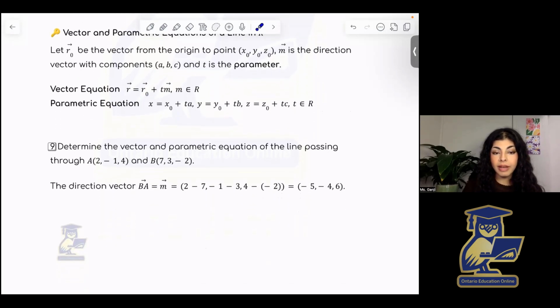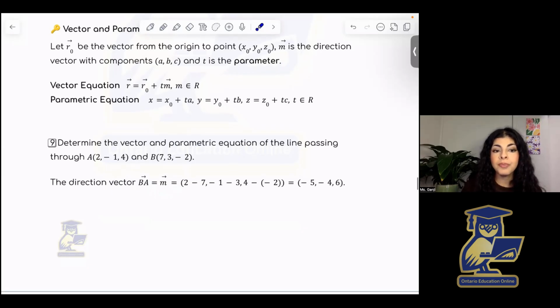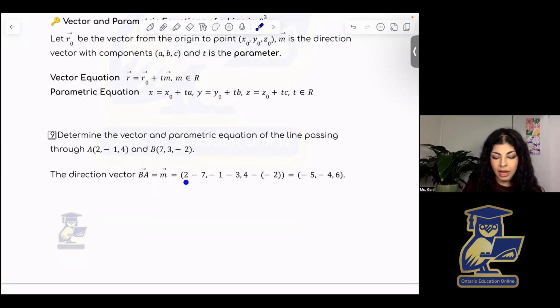We're asked to find the vector and parametric equation of the line passing through points A and B. So the first thing we do is find the direction vector m. And here I chose to do BA. You can also do AB, doesn't matter. So here we're subtracting the components of A from B, and we end up with the direction vector -5, -4, 6.